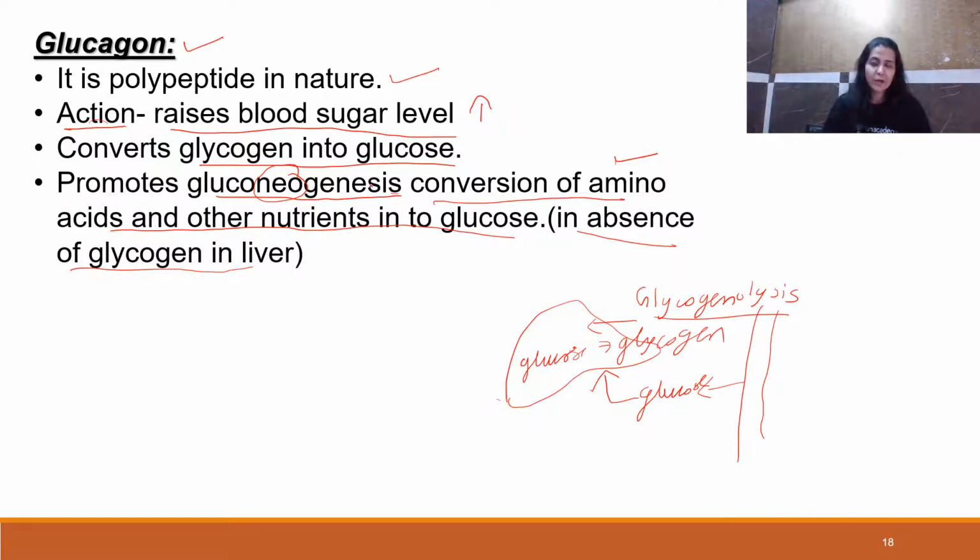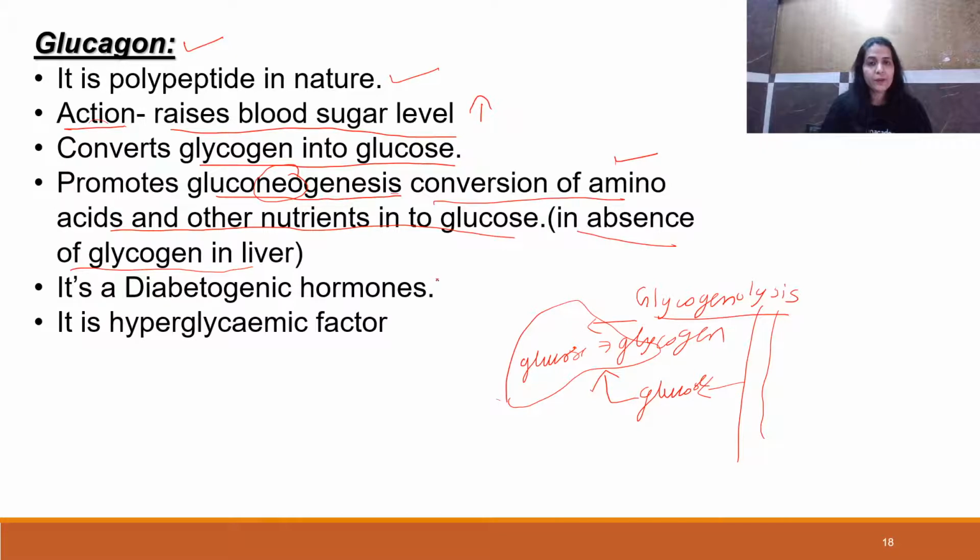Is that okay? Shall we move? So will you remember this? Glucagon increases the blood sugar level. It converts glycogen to glucose, as said. Absolutely correct by Sanjay. That's called glycogenolysis, the breakdown of glycogen, and it also promotes gluconeogenesis, formation of glucose from new sources, right? Could be amino acids and the other nutrients. Shall we move?